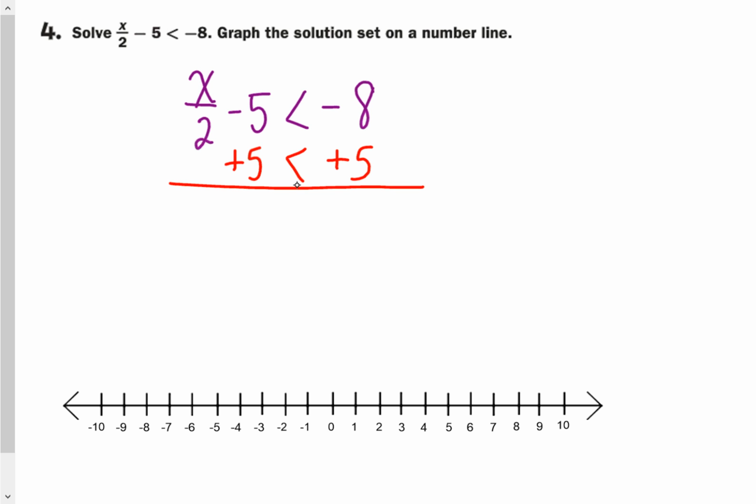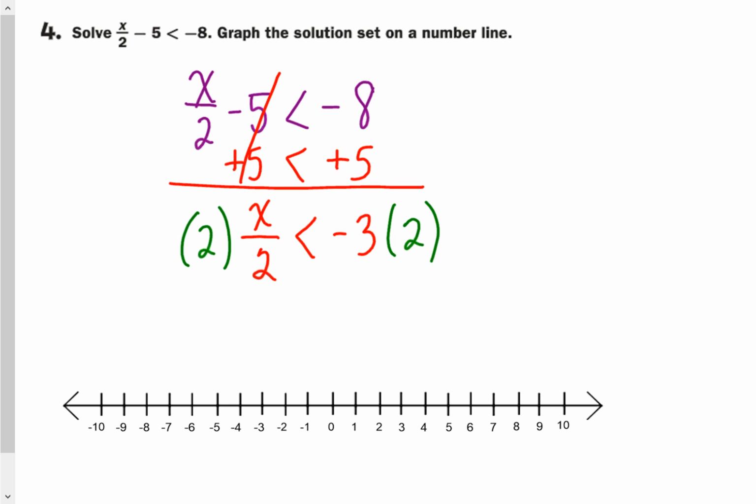Again, bringing down the sign so I know if I did the plus 5 on both sides of the inequality. So this cancels to 0. So I'm left with x over 2, or x divided by 2, is less than negative 3. All right, so now we have our x being divided by 2. So the inverse would be to multiply by 2 on both sides of the equation, or inequality, I'm sorry.